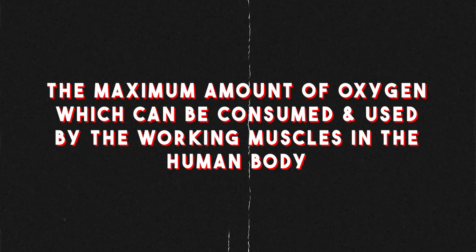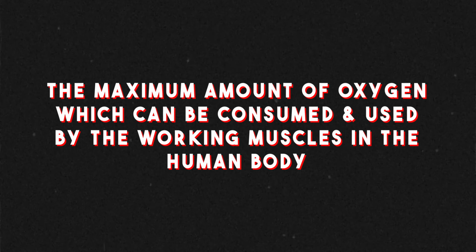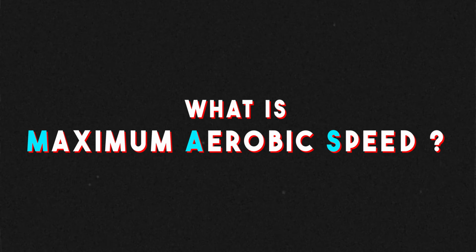Whenever the duration of any activity exceeds more than 3 minutes, you start deriving energy from the oxidative system. Now, when we talk about the oxidative system, one of the most important parts of the oxidative system is basically oxygen. Now, when we talk about VO2 max or maximal aerobic speed, oxygen becomes the most important factor, because the definition of VO2 max is the maximum amount of oxygen which can be consumed and used by the working muscles in the human body.